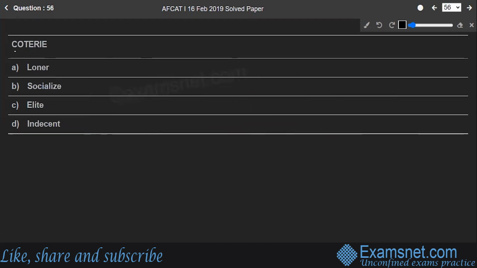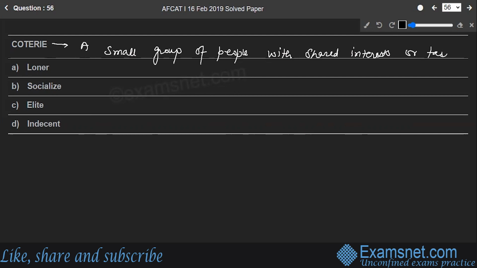So the given word is coterie. Options are loner, socialize, elite, and indecent. So let's look at the meaning. This word means a small group of people with shared interests or tastes. Then is the word loner, which means a person that prefers to stay alone.